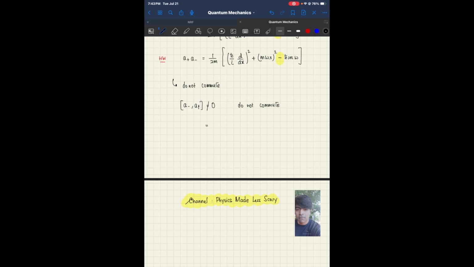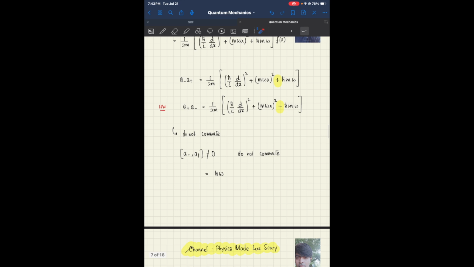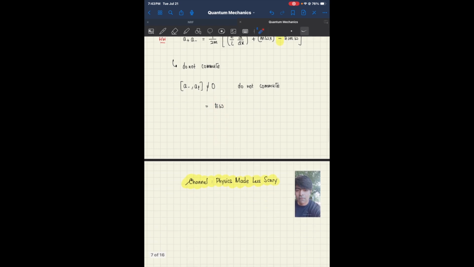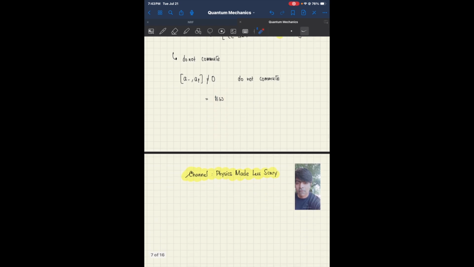In fact, this is equal to ħω. Where do you get it from? You get it from this term. This cancels, and there are ħω by 2 and another ħω by 2. That gives you the result. This is a crucial relationship in quantum mechanics. a minus a plus is equal to ħω times identity.